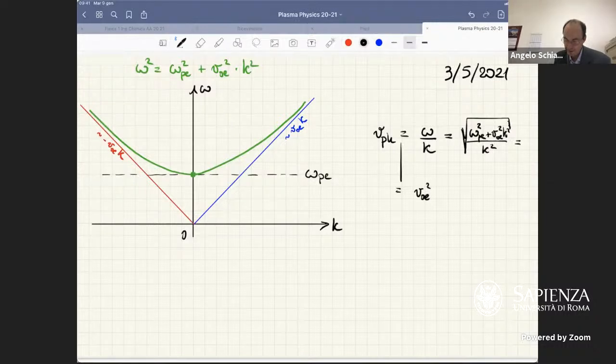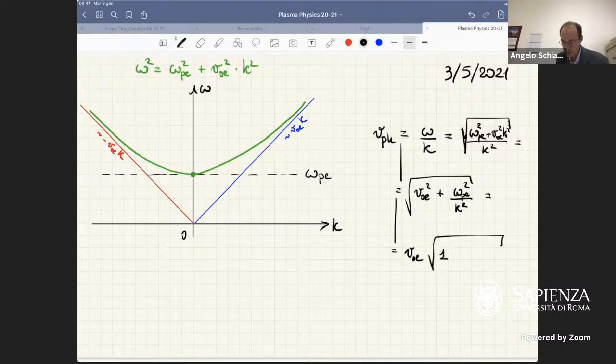So we end up with the phase velocity being V0e times the square root of omega e squared divided by k squared, and we can take a velocity out of the square root. So we see that the phase velocity is V0e, the characteristic velocity for this kind of waves, which multiplies the square root of 1 plus omega e squared divided by V0e squared k squared.